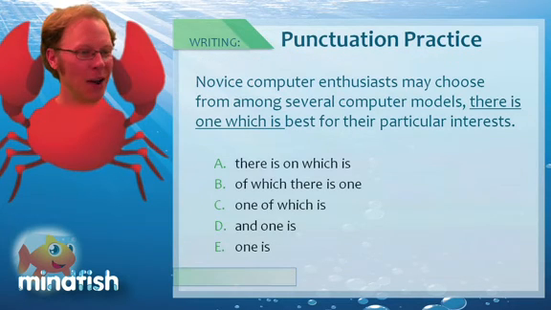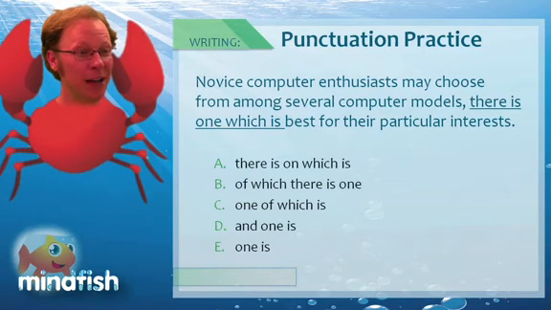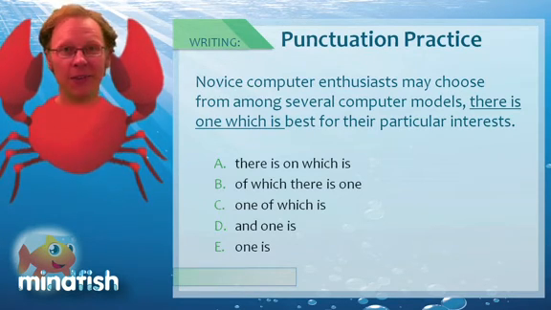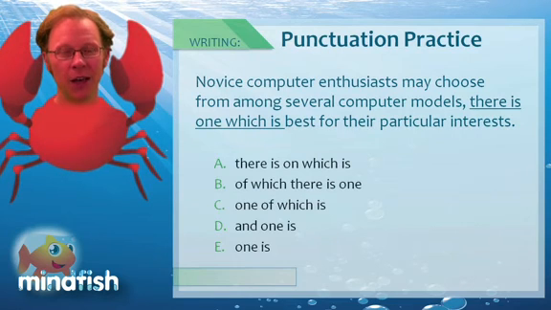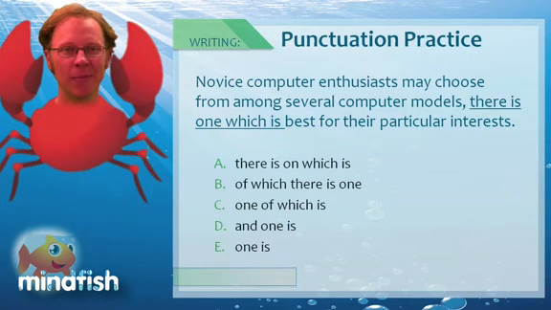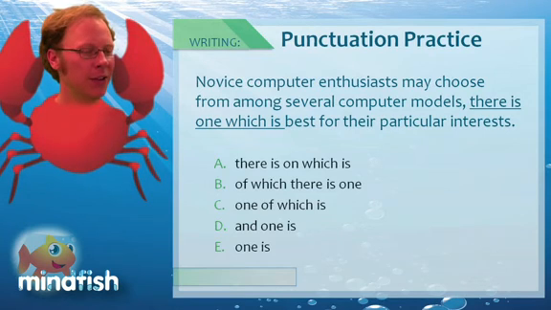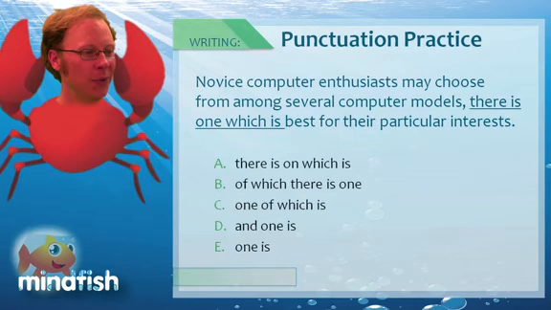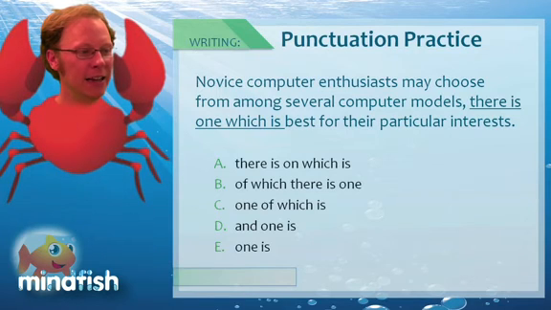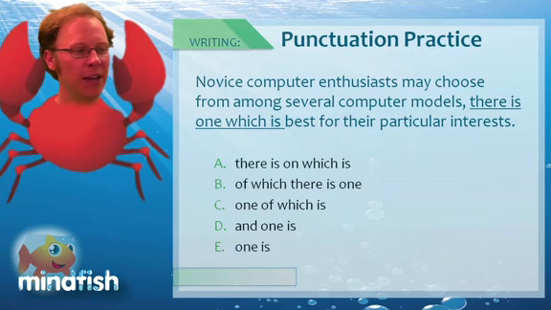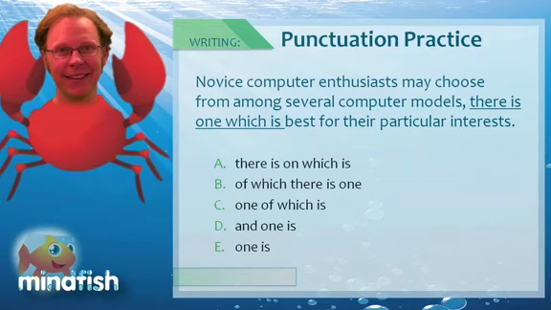All right, one more question for you here. Novice computer enthusiasts may choose from several different computer models, there is one which is best for their particular interests. This is an example of a comma splice. We have two independent clauses that are separated with just a comma. We need to change that. So let's get rid of answer A. Other answers that we can get rid of here would be E and D. Both of these would continue to make this sentence a run-on.